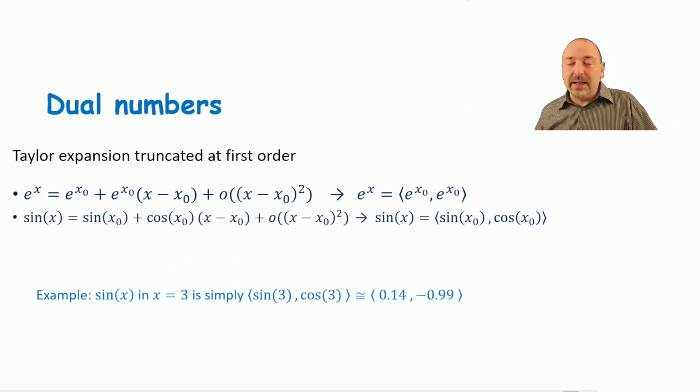Let's say I take the sine. The sine as a first term is sine of x0, the second term is cosine. Fine. Let's put them into our dual number. And let's say we still stay in 3. Now we need the sine of 3, cosine of 3: 0.14, minus 0.99. I just want to tell you that we transform any function into a couple of numbers.